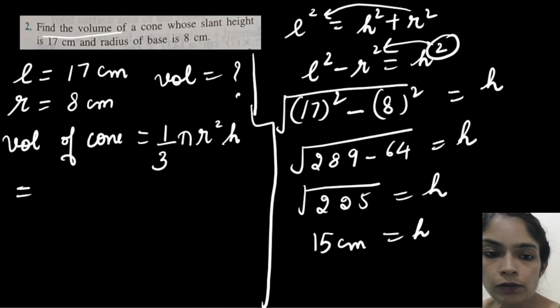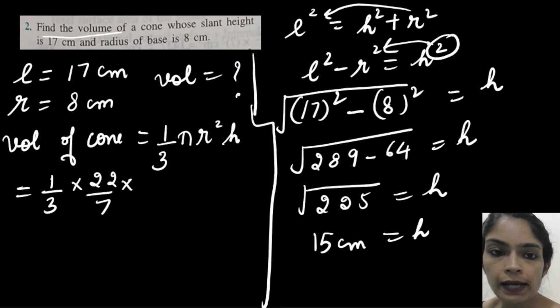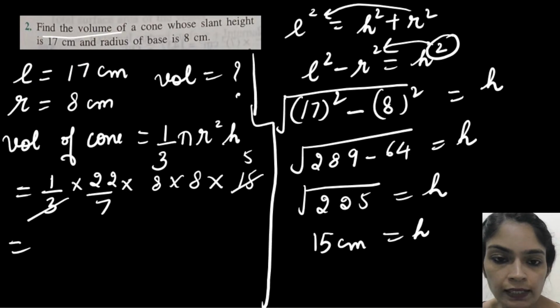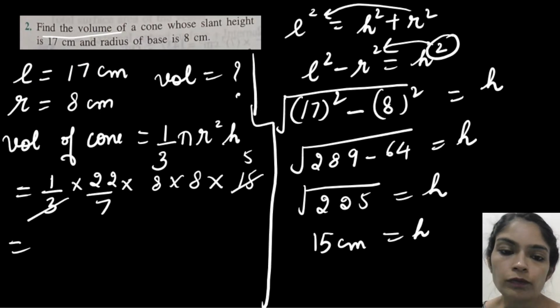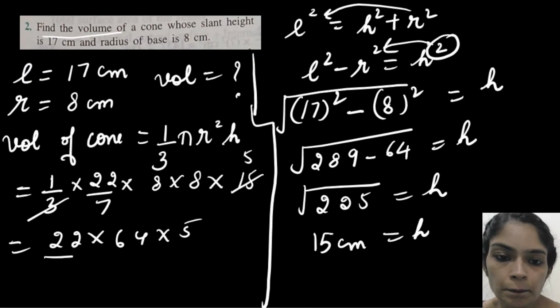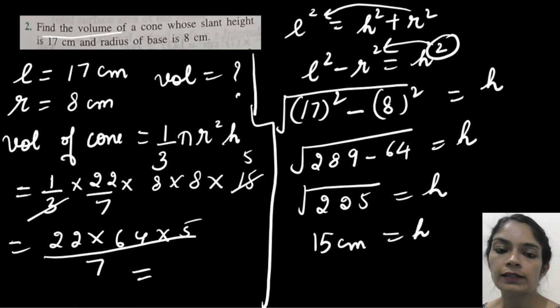Now let's substitute the value. 1 by 3 into pi's value, which is 22 by 7. R square is there, so I'll write 8 into 8. Height is 15. Now if any cancellation is possible, we can do it. So 3 with 15 is getting cancelled, 3 into 5 is 15. Now what are we left with? 22 into 8 into 8, which is 64, into 5 by 7. Do this calculation and tell me the answer, because further cancellation is not possible. We have to multiply the numbers and divide by 7.